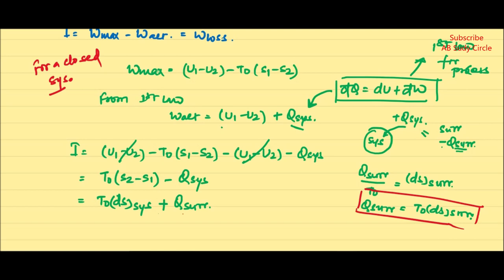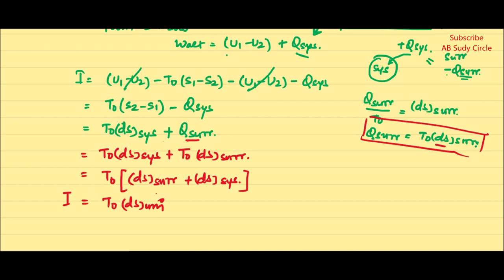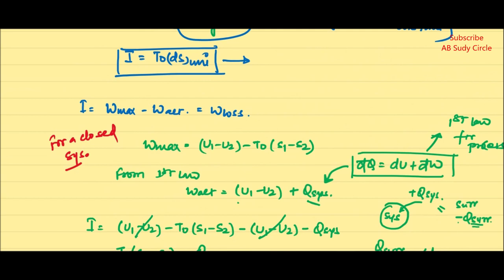So I will be using this one here. Okay, so I have T0 ds system plus T0 ds surrounding, right? Okay, so as T0, we can take it out as common. So we have T0 in bracket ds surrounding plus ds system, and this is nothing but T0 ds universe, right? So I is T0 ds universe, which is desired. See, this is what we were intending to have, right?